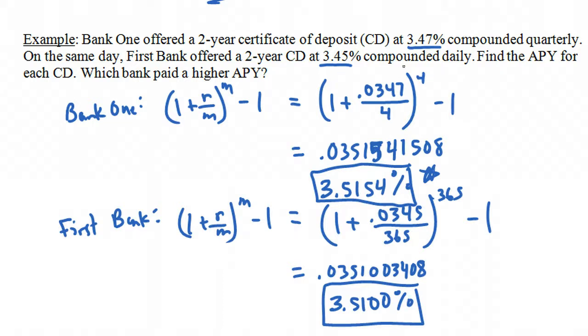Now that's not always the case. Sometimes, since we're compounding more often, compounding daily as opposed to compounding quarterly, this APY could get pushed up higher than this one. It very well could be. In fact, I think maybe one or two of the homework problems have us do something like this, where the APY for the smaller rate gets pushed higher. But in this case, it is the 3.47 that gives the higher APY. So bank 1 has the better rate.